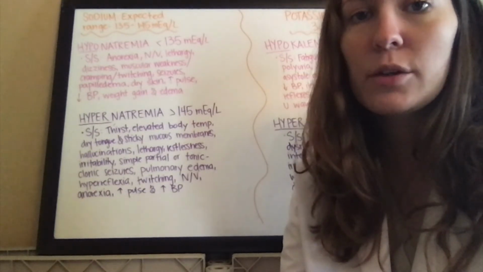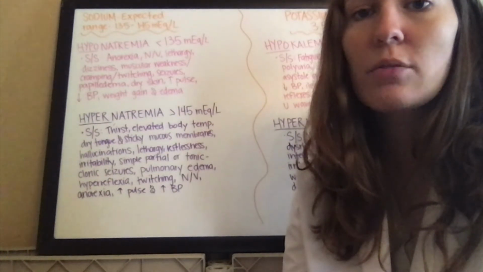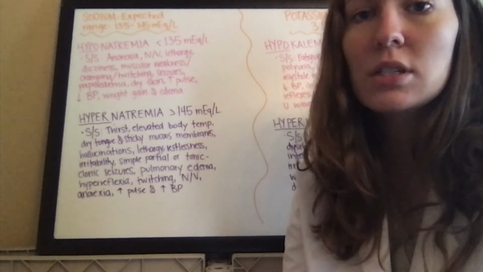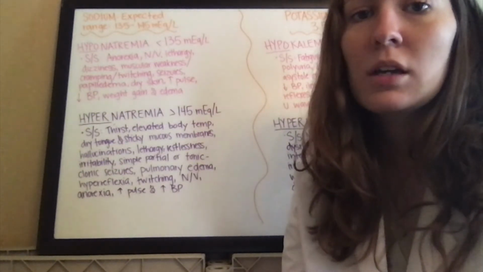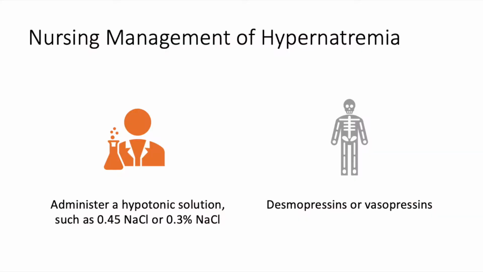Signs and symptoms include thirst, elevated body temperature, dry tongue and sticky mucous membranes, hallucinations, lethargy, restlessness, irritability, simple partial or tonic-clonic seizures, pulmonary edema, hyperreflexia, twitching, nausea, vomiting, anorexia, increased pulse, and increased blood pressure.